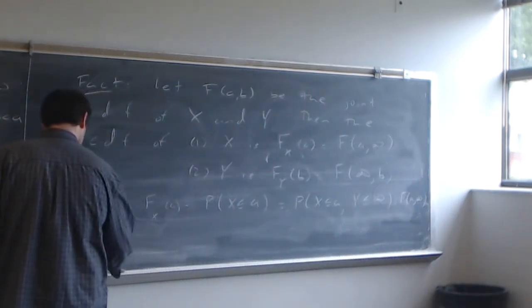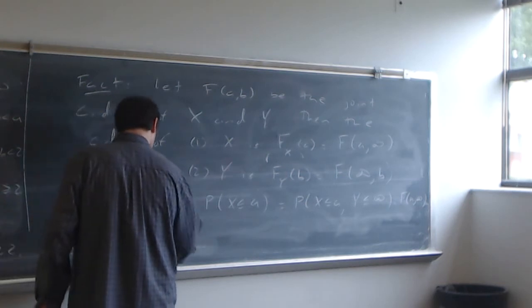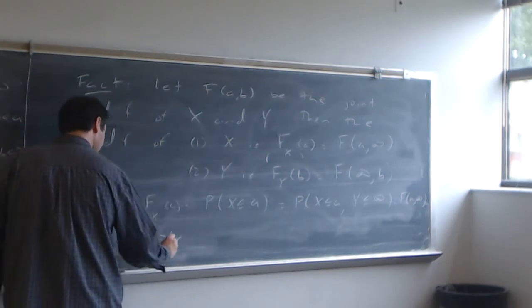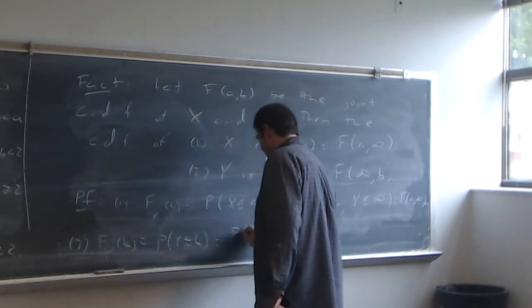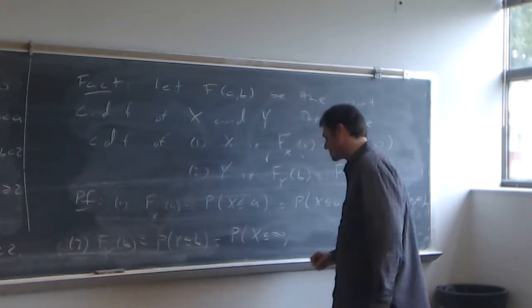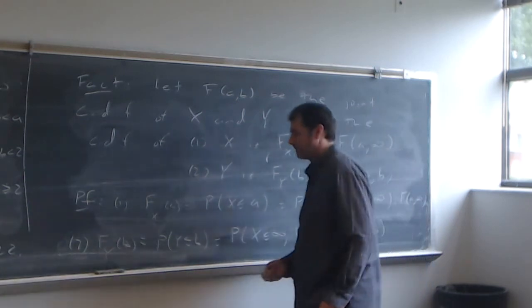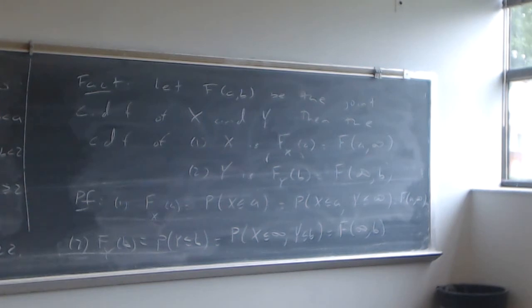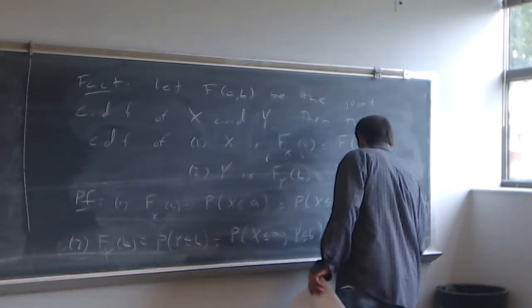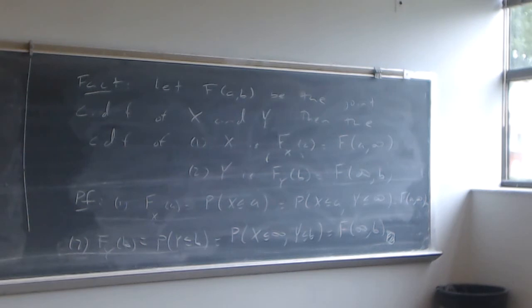Similarly, for two, it's the same type of work. F sub Y of B is equal to the probability that Y is less than or equal to B. That's the same thing as the probability that X is less than or equal to infinity, so we don't care what's happening with X, and Y is less than or equal to B. But that's the same thing as F of infinity, B. That's the end of the proof.